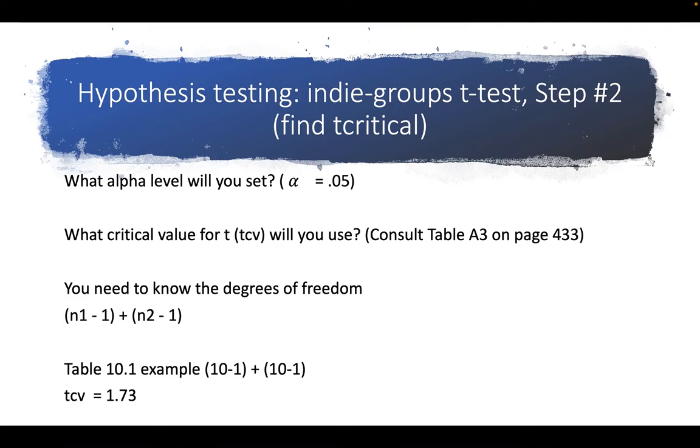You will need to know your degrees of freedom, and for a t-test, our degrees of freedom are always determined by adding together n1 minus 1 and n2 minus 1. So for our example, we'll use 10 minus 1 plus 10 minus 1, which is 9 plus 9, or 18. If you look in the table, you'll see that the t critical value for 18 is 1.73. So those are the first 2 steps. We've determined our hypotheses, and now we've found our t critical value.